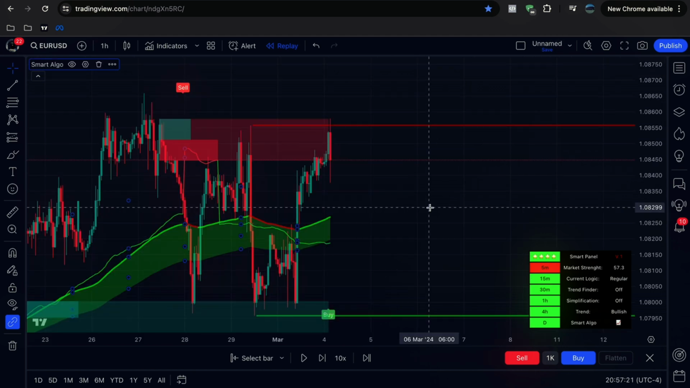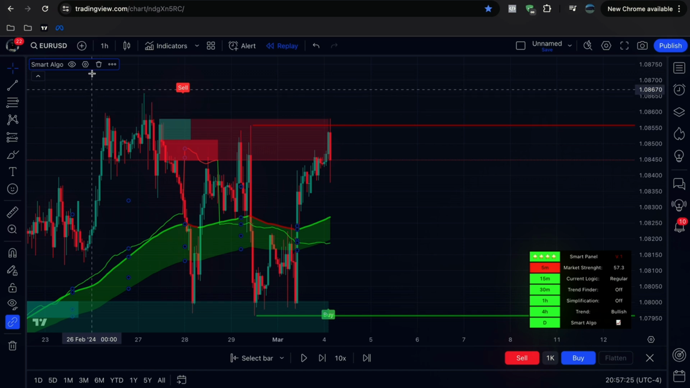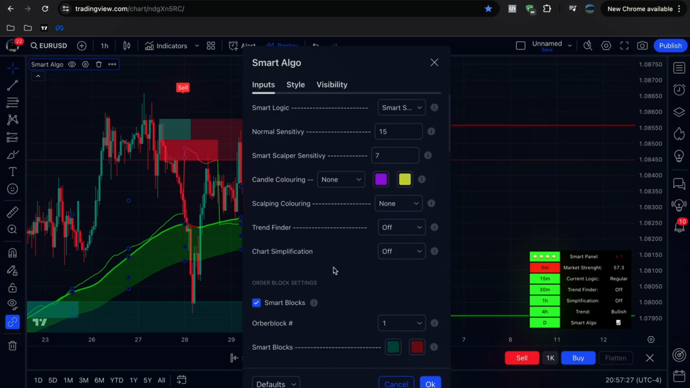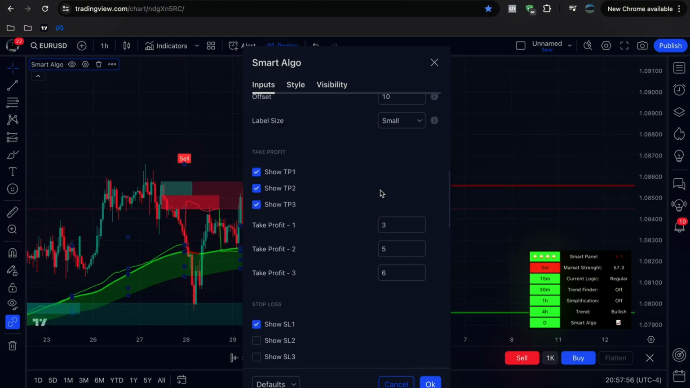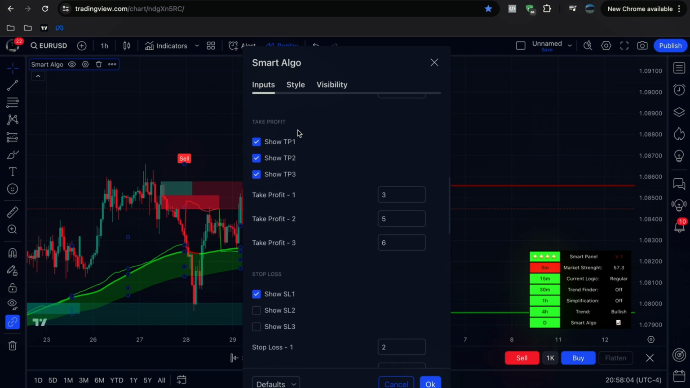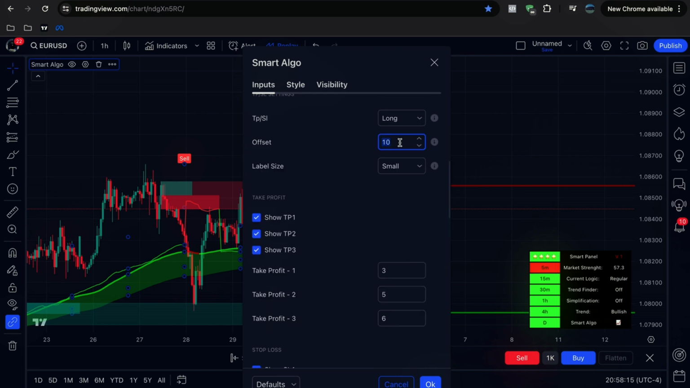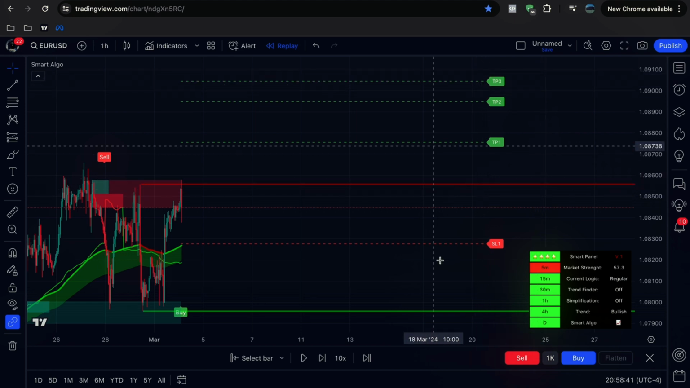So guys, with that being said, we're going to go back over to our settings page and we're going to add our take profit and stop loss levels. Alright guys, now that we have our take profit and stop loss levels turned on, I decided to keep it at 3 take profit levels and 1 stop loss level guys. I'm going to change the offset so it can move further to the right so that it can follow with the price movement. As you guys can see, we have our take profit and stop loss levels right on our chart guys.